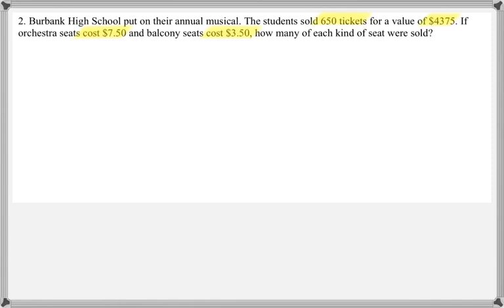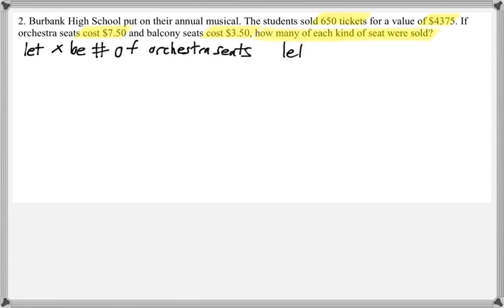And again, usually the last sentence or the last part of the sentence tells you what they're looking for, and this says how many of each kind were sold. So that's what I'm going to define my variables to be. So let's let x be the number of orchestra seats, and let y be the number of balcony seats.